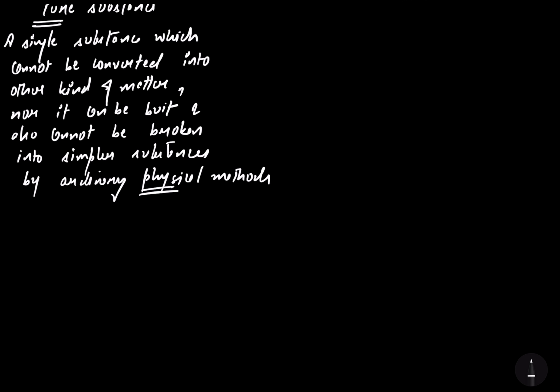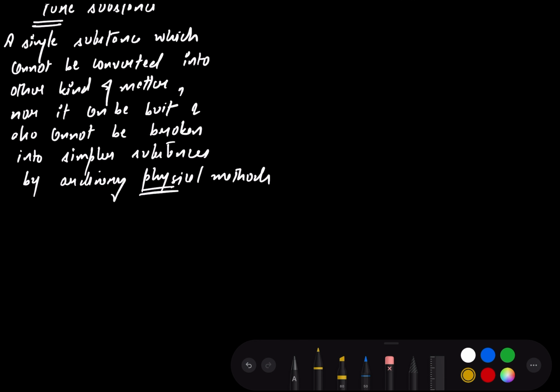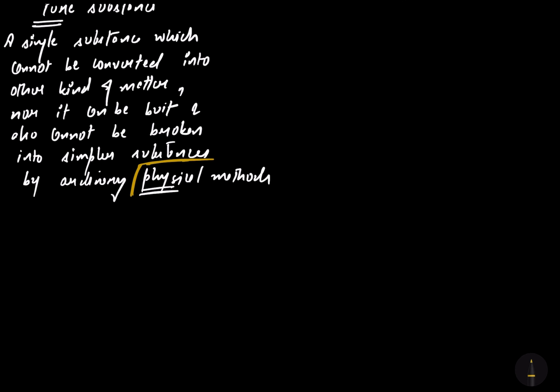So what's the pure substance? A single substance which cannot be converted into other kinds of matter, nor can it be broken into simpler substances by ordinary physical methods, but it can be converted into other substances by chemical methods. I'm just talking about the physical methods. That stands for pure substance.